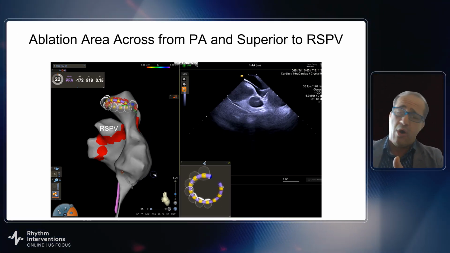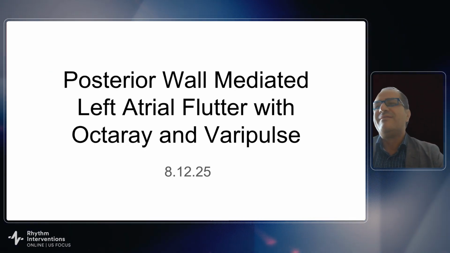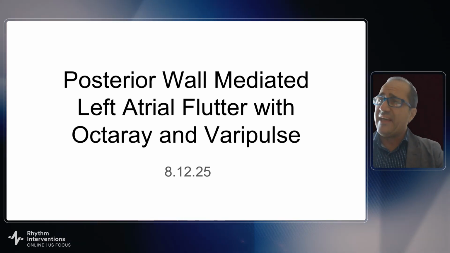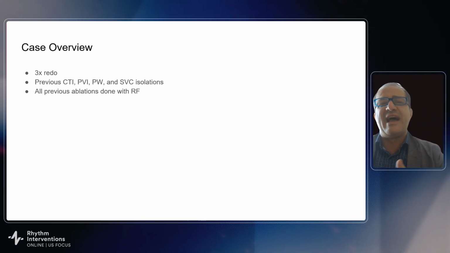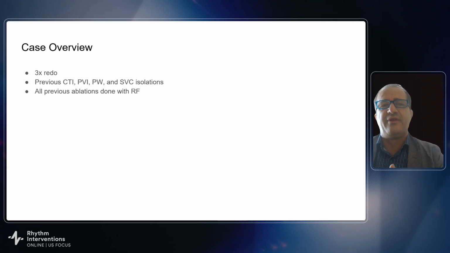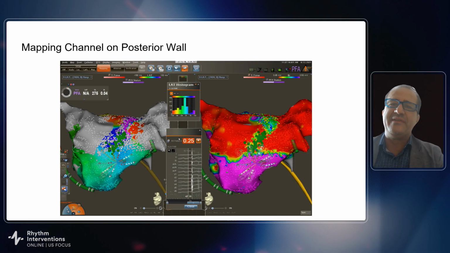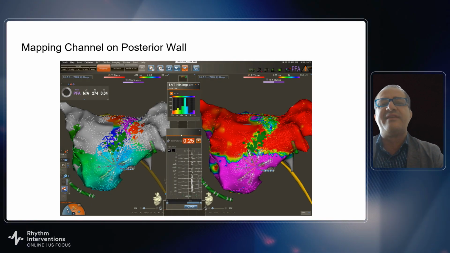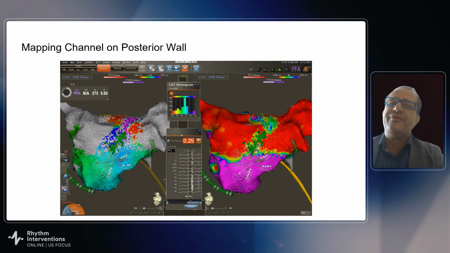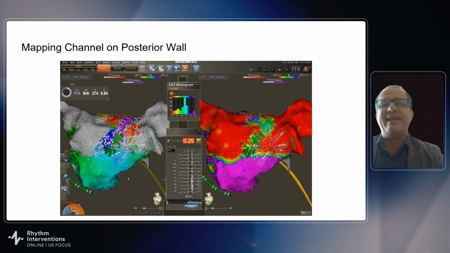So we see the posterior wall, we saw the SVC, but can you do some difficult flutter with this catheter? I show you a quick example here. The patient is a third redo, with previous CTI, PVI, posterior wall and SVC isolation, and all prior ablation done with radiofrequency energy. So we start and we put an octa-array here, and you can see the full cycle length here is in the LAT histograms.